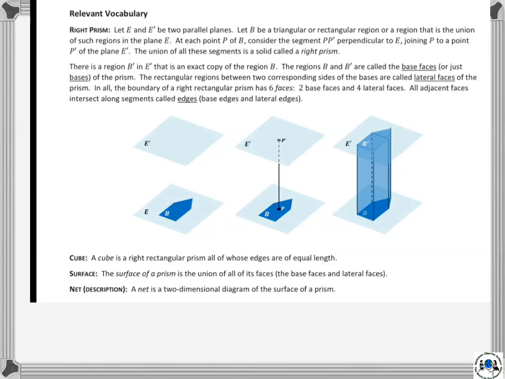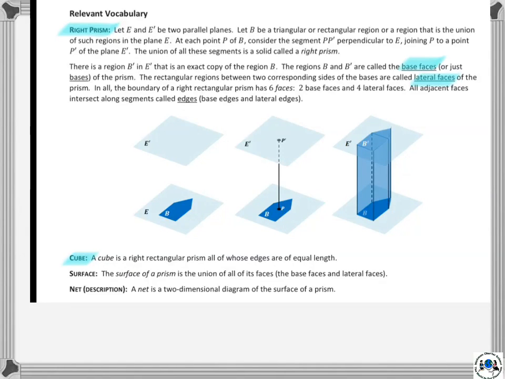Okay, so this relevant vocabulary page has lots of words on here. The way they're described can sometimes be in somewhat confusing language. I'm not going to go over it, but I'd like you to. These are things that I've talked about throughout this lesson already. This idea of the right prism. We talked pretty much at length about those and the different parts of them. We have base faces, and then we have lateral faces. We talked about cube. Many of us know a cube.